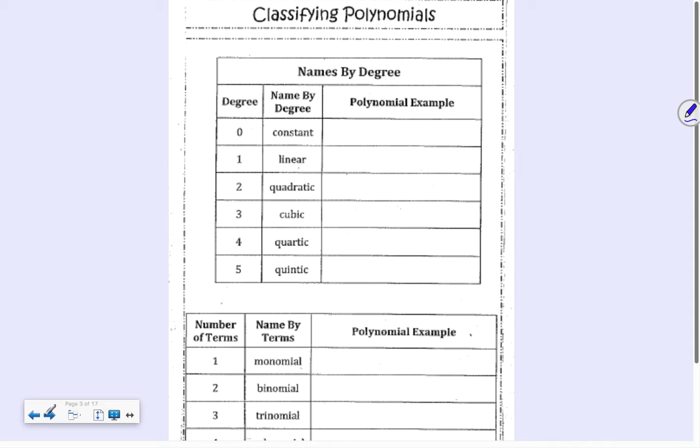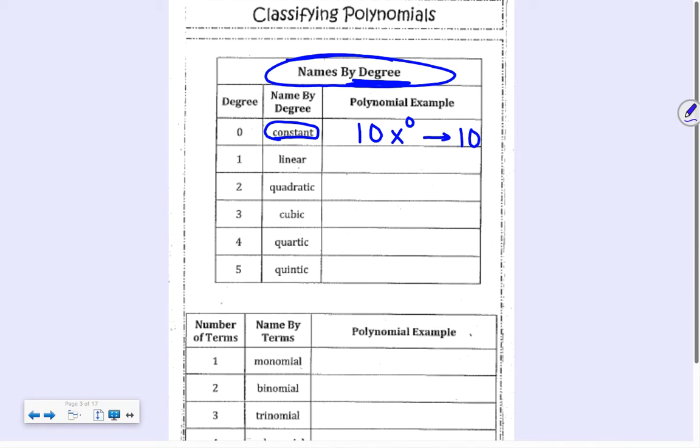If you're going to classify a polynomial, this is your homework today. Your homework will say, give me the name by degree. Okay? Well, just looking at this, the name by degree is called a constant if you have degree what? 0. So what would that look like, degree 0? It would just be a regular number with no x. Like 10, x to the what? 0.